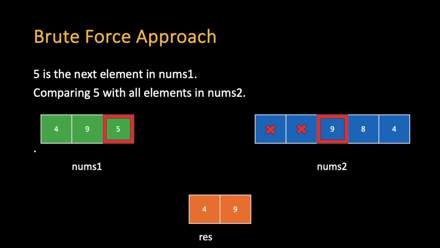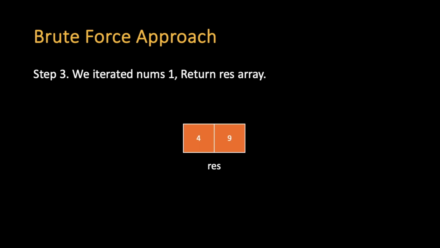We'll start with 9, so it is not matching. We'll check the next element, 8, it is not matching. We'll check the 4, it is not matching. So 5 is not matching with any of the elements, so this is not an intersection element, this is not a common element. Now we have the result set as 4 and 9. Now we'll just return this array.